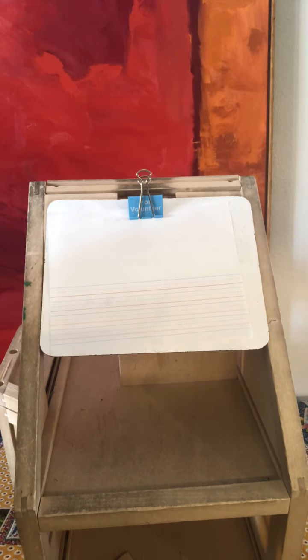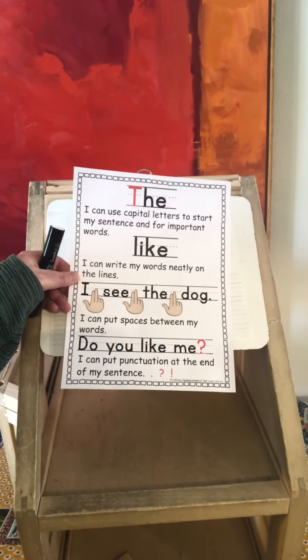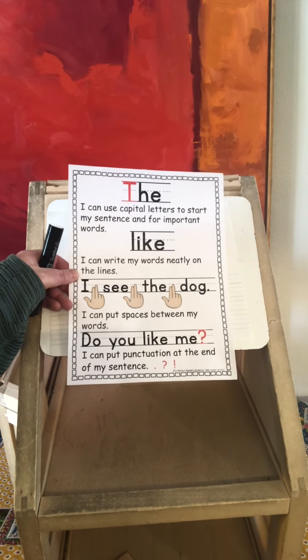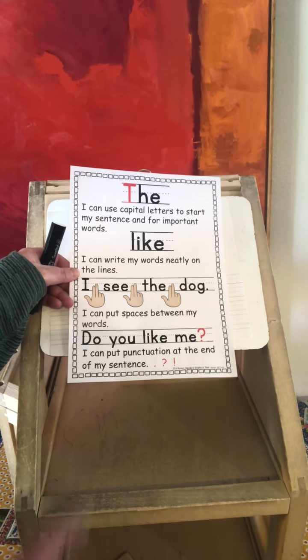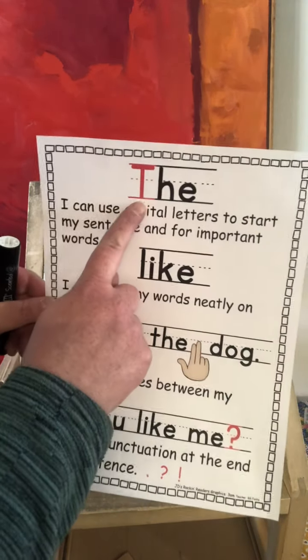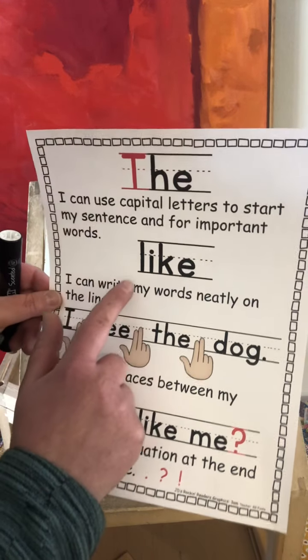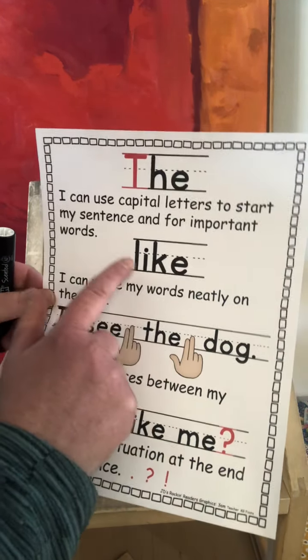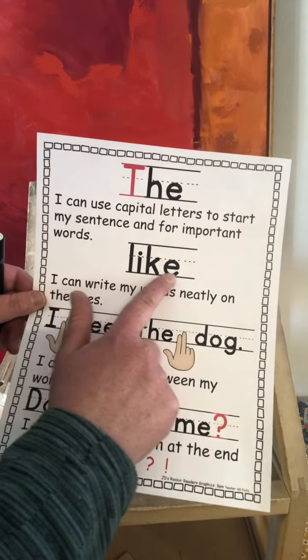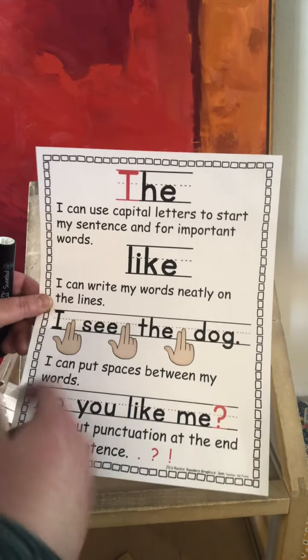So we are going to first start by making sure that we are following a checklist. So we are going to check our checklist first. I want you to make sure that you're using an uppercase letter at the very beginning. Make sure that you're using an uppercase letter at the beginning of your sentence. Make sure that your handwriting is always nice and neat. Make sure that you're using sight words too. Sight words should be spelled correctly.